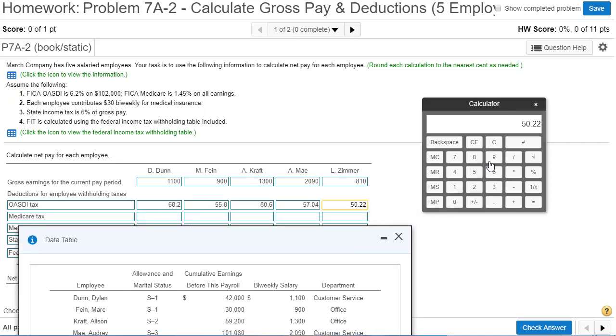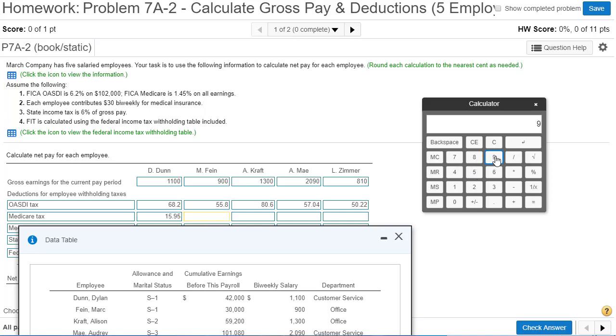Next, we got Medicare tax. So the rest of these are going to be pretty easy. The only thing that's kind of tricky about this problem is how to calculate the $57.04. Medicare, done. We're going to take his gross pay, $1,100, times 1.45, divide that by 100 to make it a percent. So $15.95.